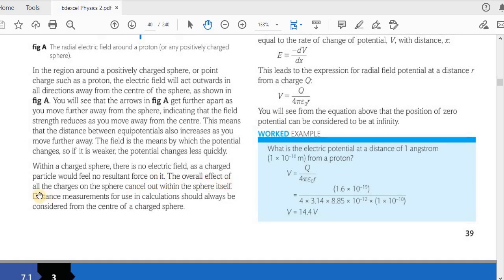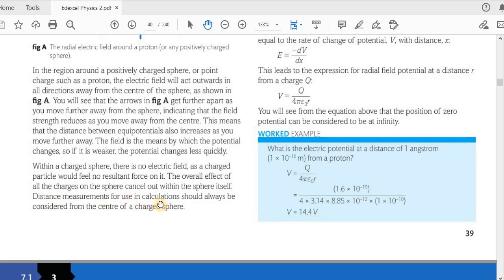The overall effect of all the charges on the sphere cancel out within the sphere itself. So you have to remember the first sentence here: within a charged sphere, there is no electric field. That's the important point. Now, this last sentence here is also very important.